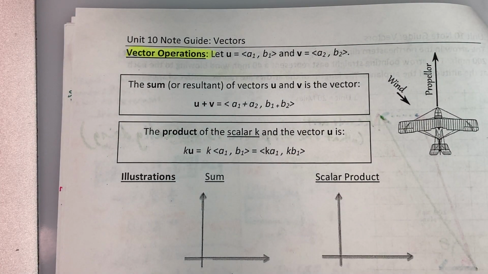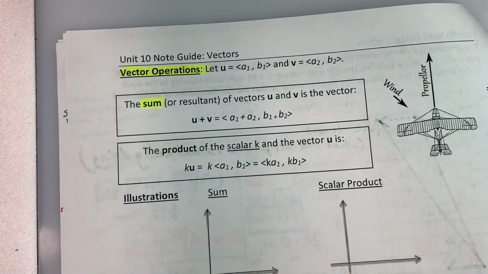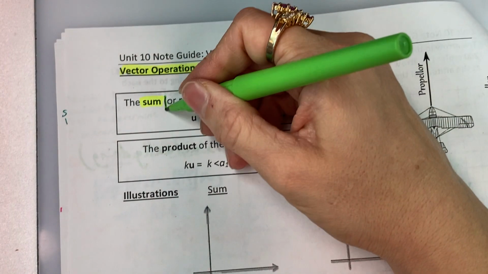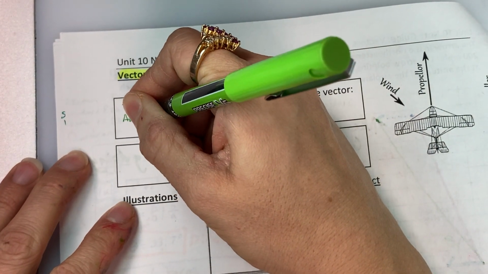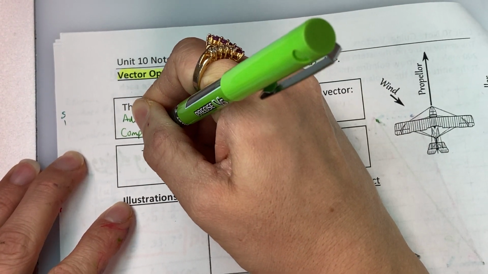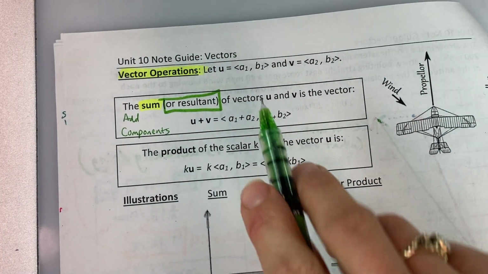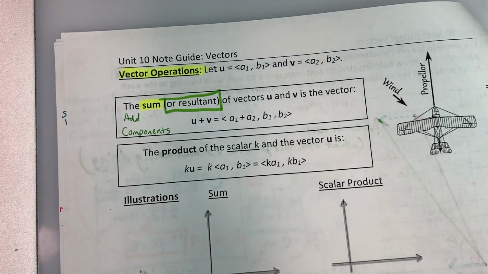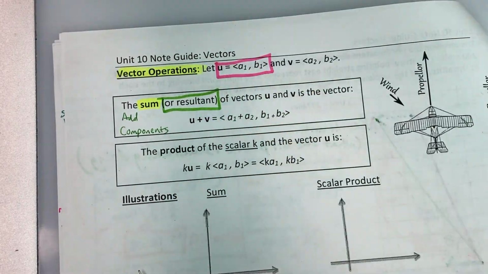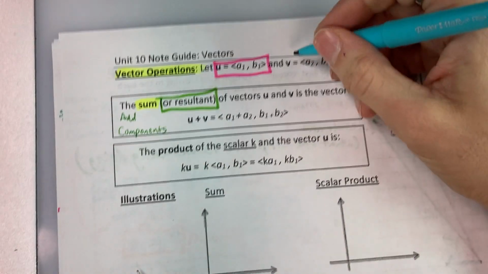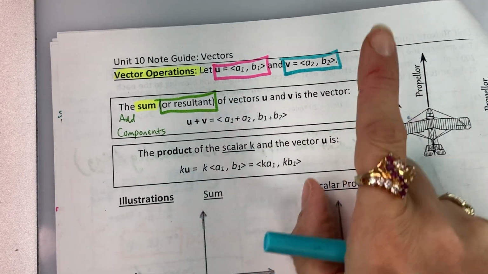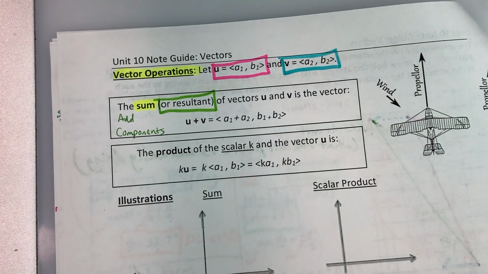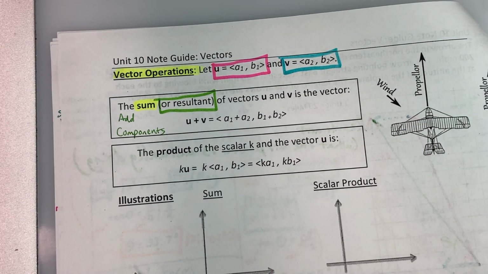So that is how we illustrate what is going on, but to do it mathematically and find the sum or the resultant vector, how we do it is by adding the components. So if this is my first vector with components A1 and B1, and this is my second vector with components A2 and B2, we would add the A components to get my resultant A component and my B components to get my resultant B component. So that is how we add two vectors together.